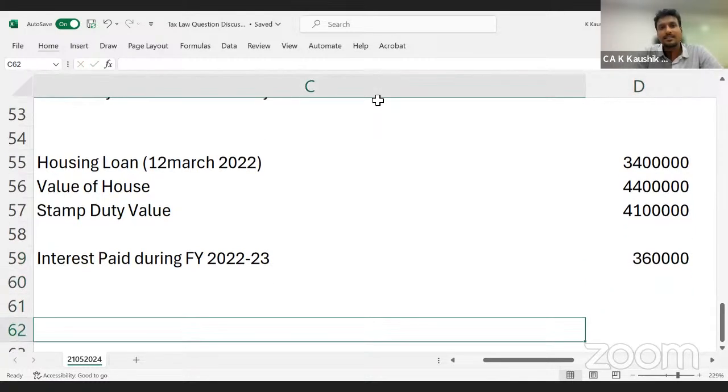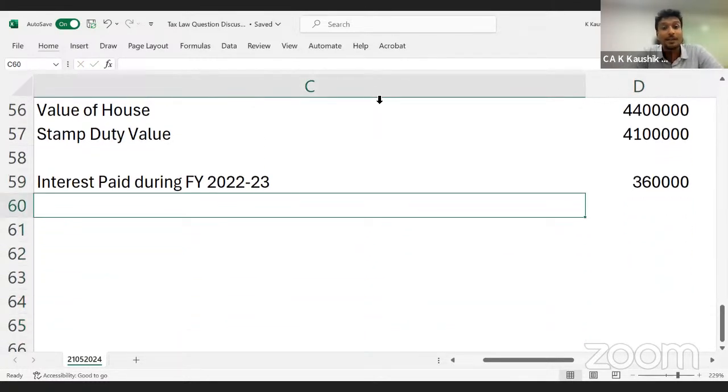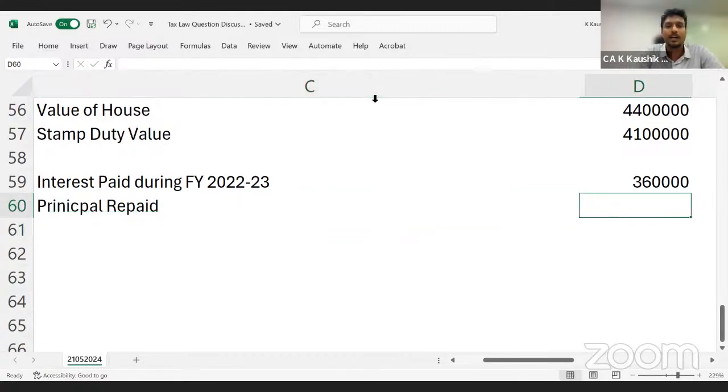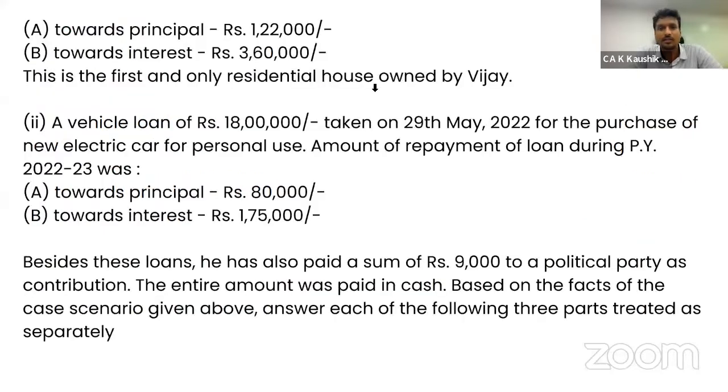Now, out of this, I have options where I can claim the deductions. Principal repaid, 1,22,000. That is also given in the question. Correct? 1,22,000.